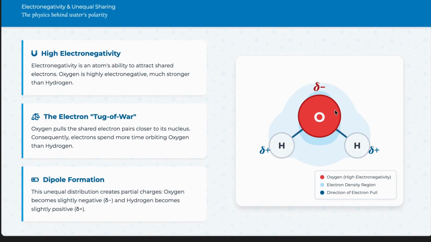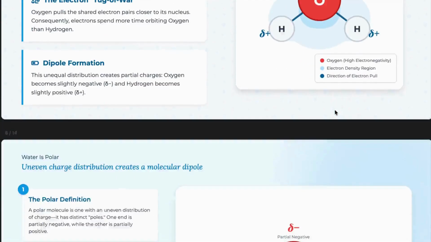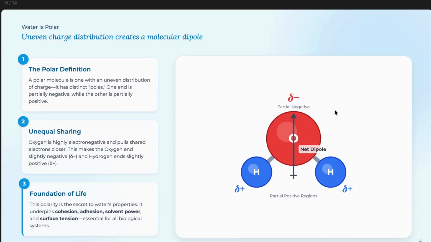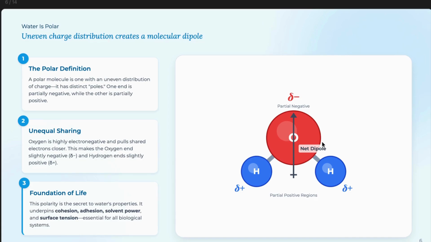This uneven distribution of charge creates a dipole. Any molecule with one partially negative end and one partially positive end is called a polar molecule. So water is a polar covalent molecule. Water isn't linear, it has a bent shape with a bond angle of about 104.5 to 105 degrees. This bent structure is crucial.